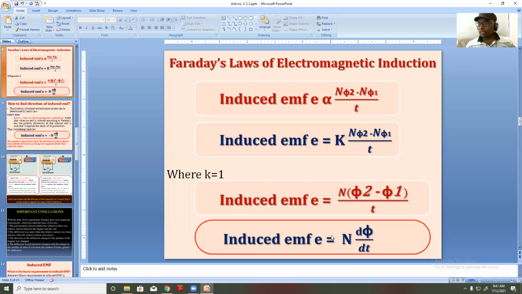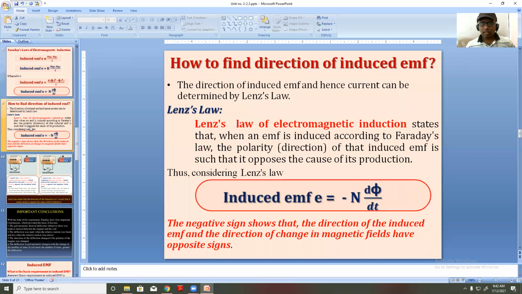But what is its polarity? What is the polarity of an induced EMF, and what is the direction of the current due to this induced EMF? That can be found by using Lenz's law. Lenz's law says that the polarity of an induced EMF, and hence the current, always opposes the cause producing it. So Lenz's law is reflected in the equation of induced EMF with a minus sign. The final equation for the induced EMF is minus N d phi by dt.